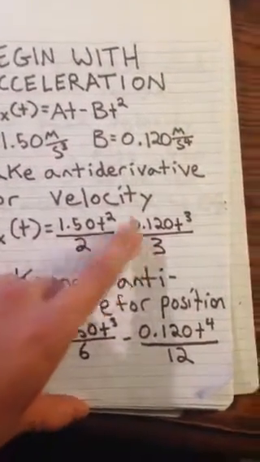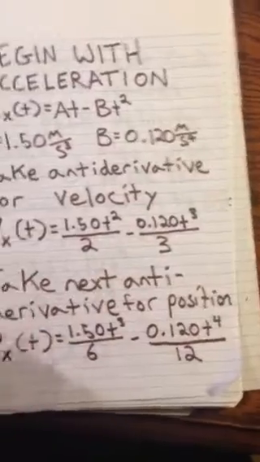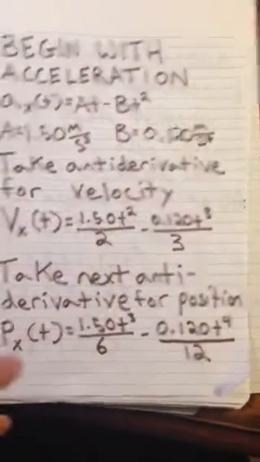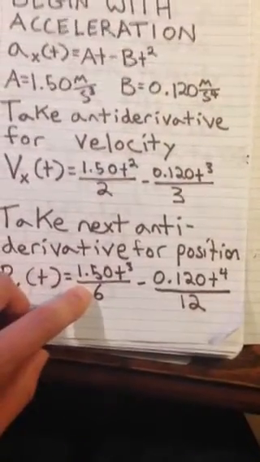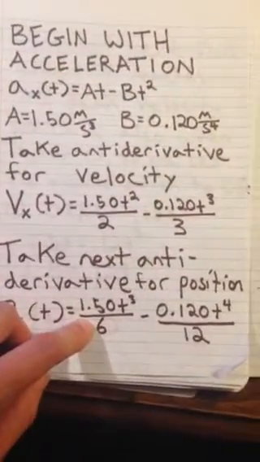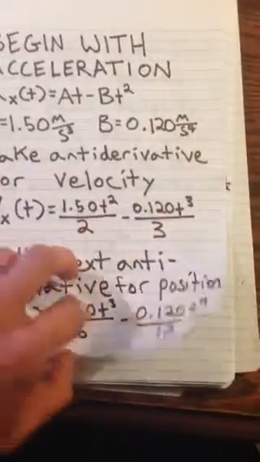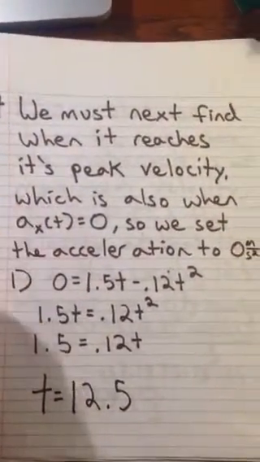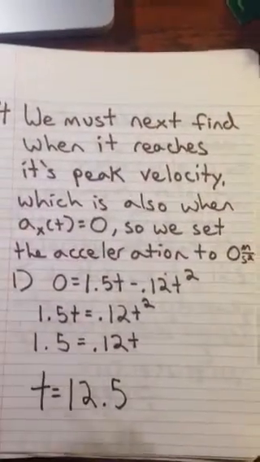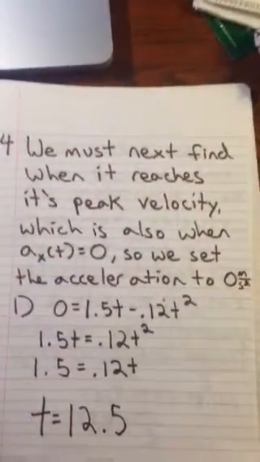We add 1 to each of the exponents on the components of that equation, divide it by the new exponents, and we find the position, which as a function of time is 1.5t cubed over 6 minus 0.12t to the fourth over 12. The book tells us that we have to find when it reaches its peak velocity, which will also be when the acceleration reaches 0.